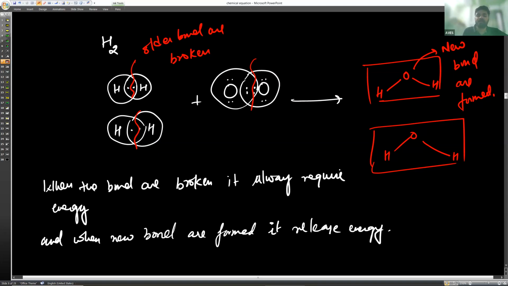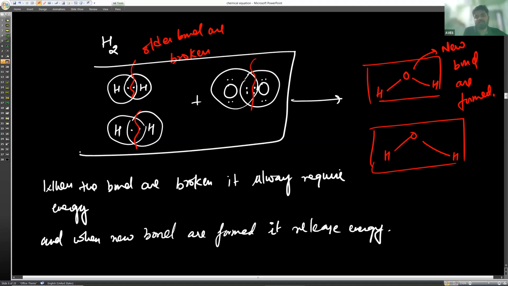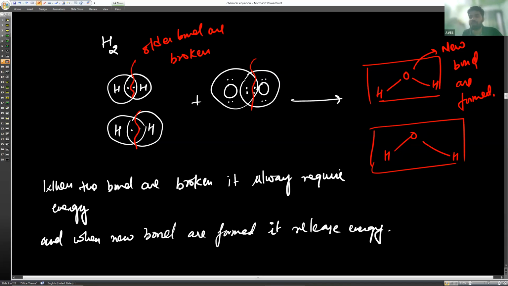Now you know that in this process we are giving the energy to break the bonds, and in this process the energy is released. But if the energy released during the reaction is more than the energy given to break the bonds, then it is an exothermic reaction.